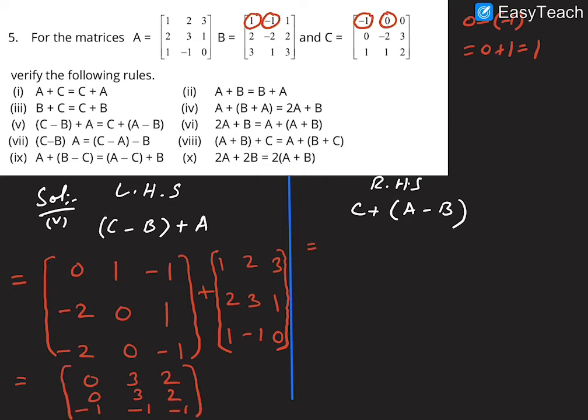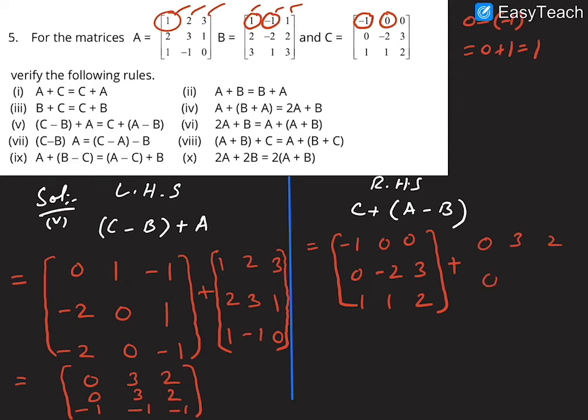Right hand side is C plus A minus B. So first write C: minus 1, 0, 0. 0, minus 2, 3. 1, 1, 2. This is our C, plus A minus B. So A minus B, 1 minus 1 is 0. 2 plus 1, when you do minus it will be plus, so 3. 3 minus 1 will be 2. 2 plus 2 minus 2 will be 0. 3 minus 2, so it will be plus 2. It will be 5 here.